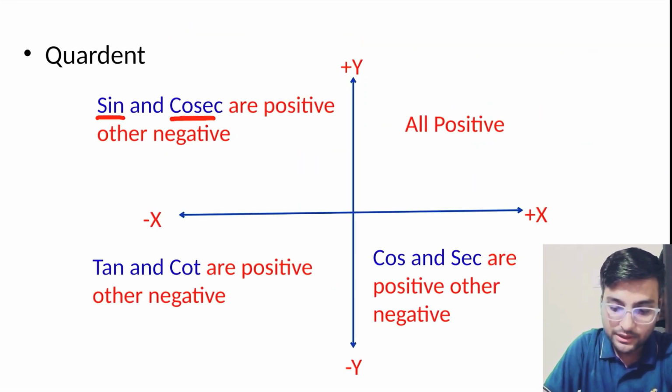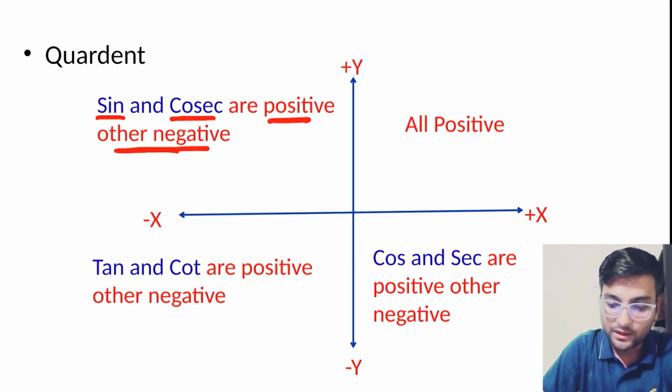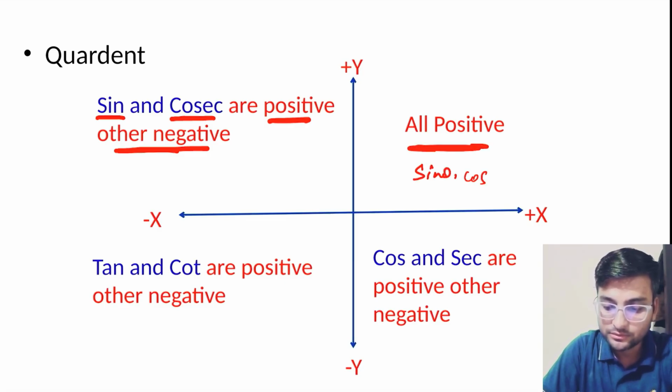Here sin and cos are positive and the others are negative. Here all are positive, means all sin theta, cos theta and tan theta, all the coordinates will be positive here, children.